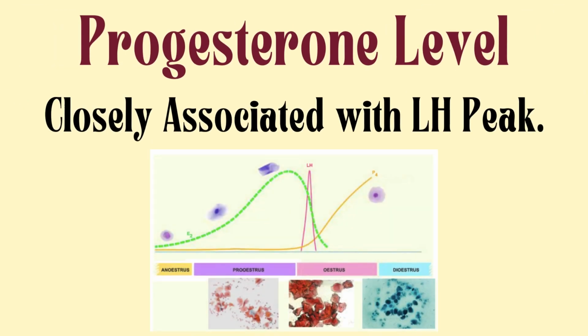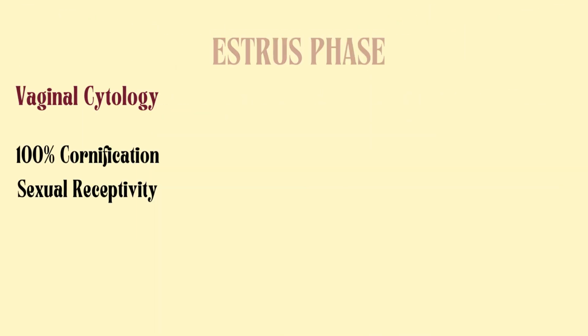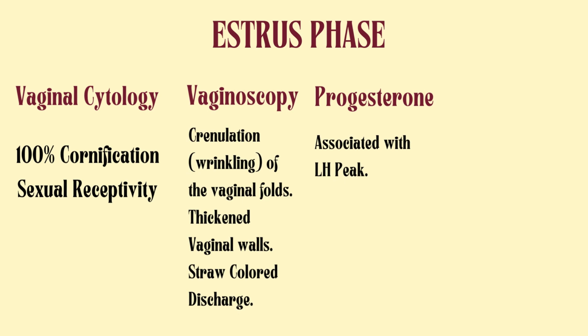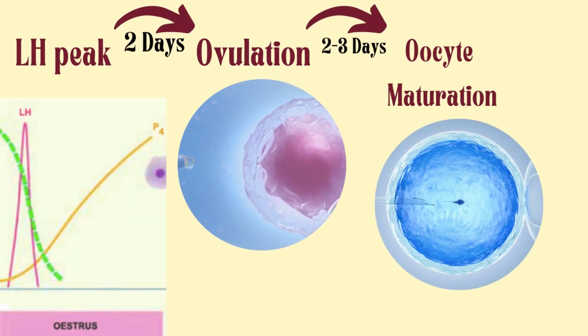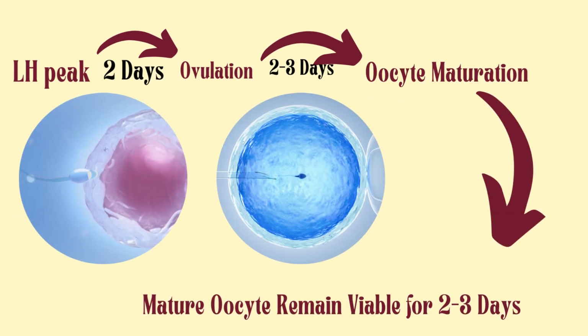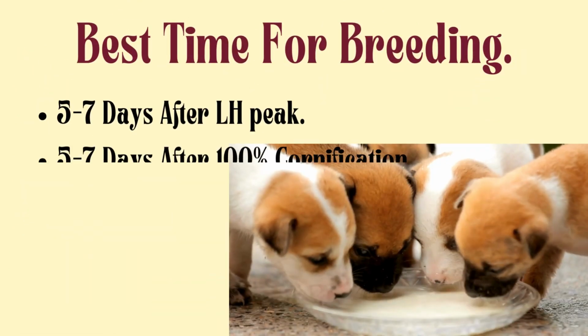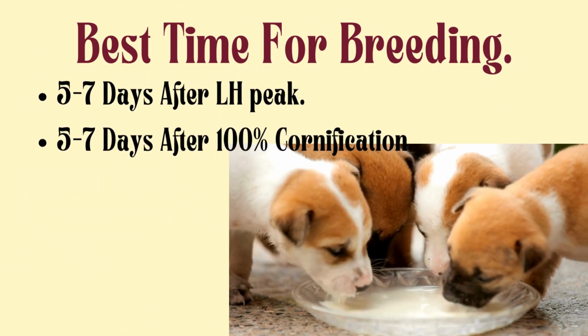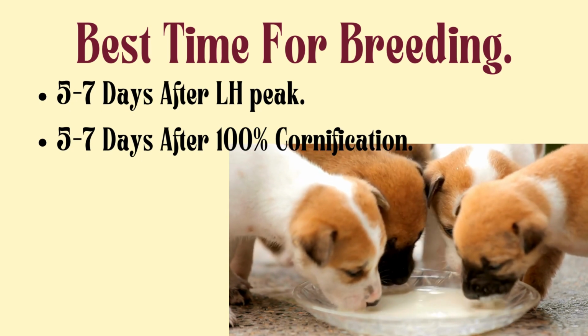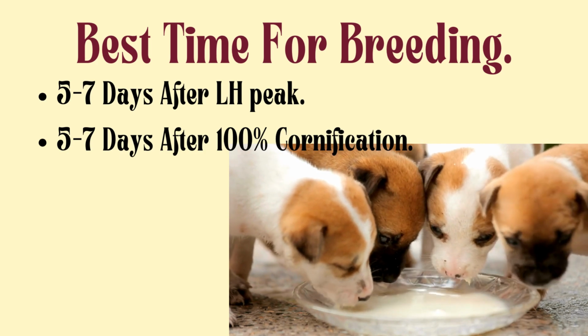Progesterone levels. Progesterone levels increase closely associated with LH peak. Luteinizing hormone, LH, controls ovulation. LH peaks on same day or after full cornification is observed. Ovulation occurs approximately 2 days after peak. 2 to 3 days, 54–72 hours, more required for oocyte maturation. Mature oocytes viable for minimum 2 to 3 days. Thus, fertile period is 4 to 8 days after LH peak and maximum fertility is 5 to 6 days after LH peak. As conclusive, the most appropriate time of breeding is 5 to 6 days after LH peak.